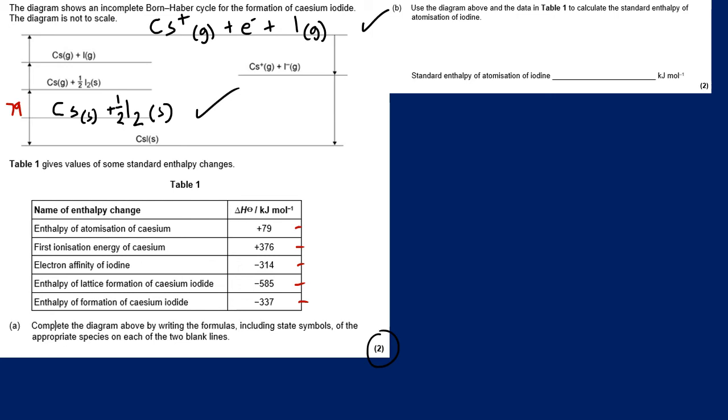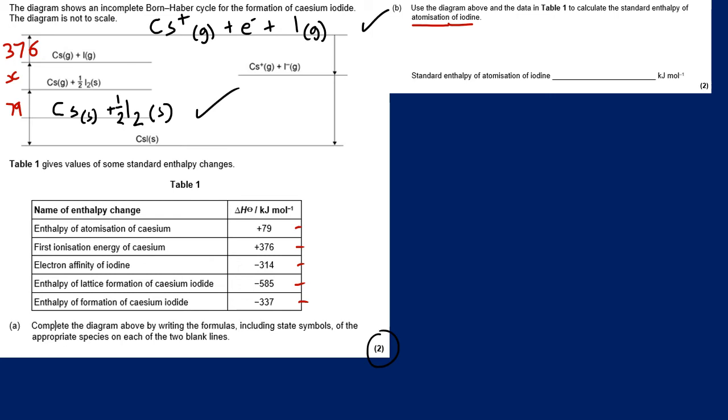It's 1 times 79. The next arrow is either the atomization of iodine or half the bond enthalpy. And this is where I've got to look at what I've been given here. Okay, I have been given, where is it? In fact, actually, that is what I've been asked to calculate. That is my unknown. I've been asked to calculate the atomization of iodine. The next value in the table, the first ionization energy of cesium. The first ionization energy of cesium is the arrow at the very top. And that value there is 376. And again, it's for 1 mole. I'm happy that it's just 1 times 376.